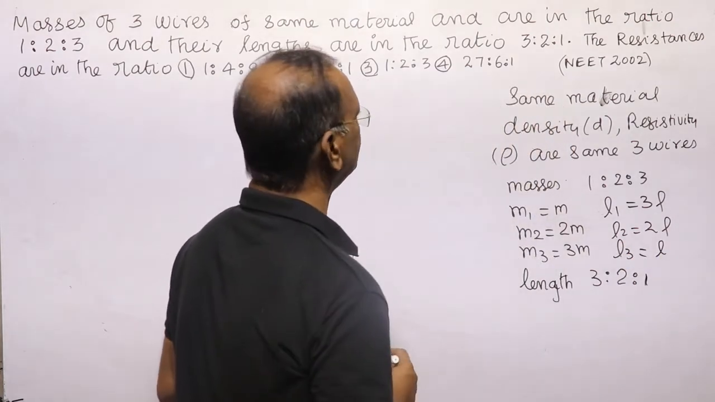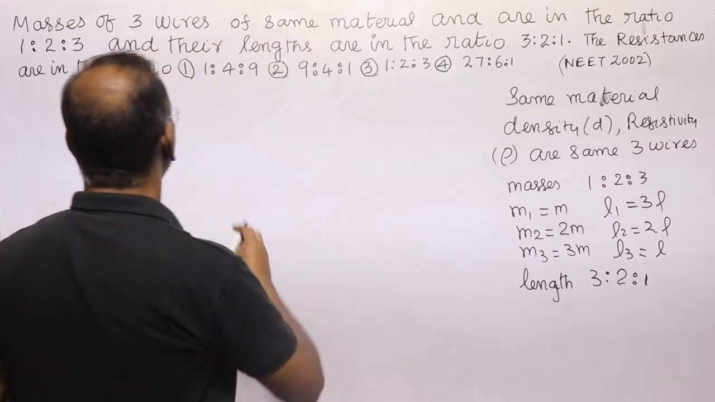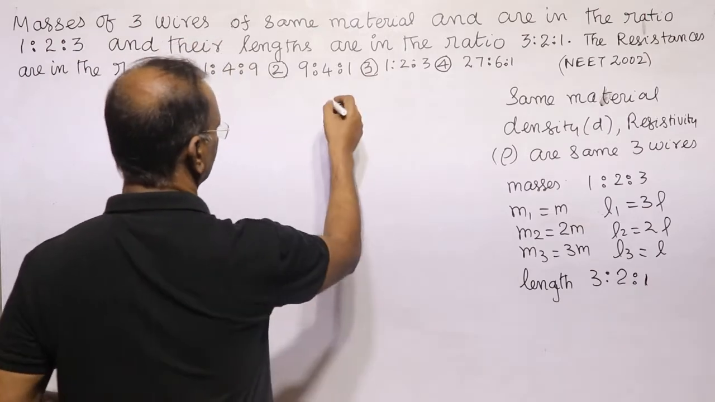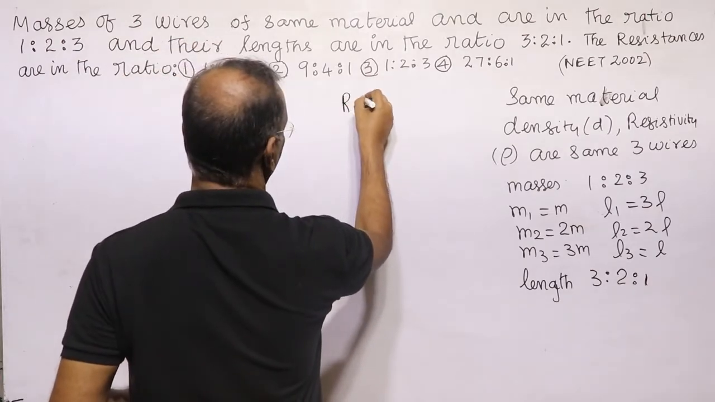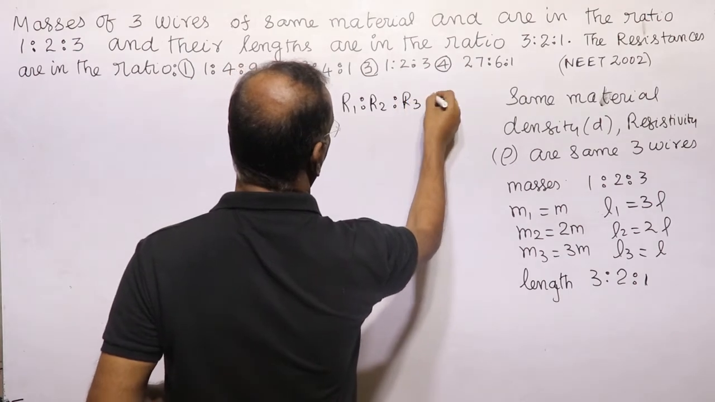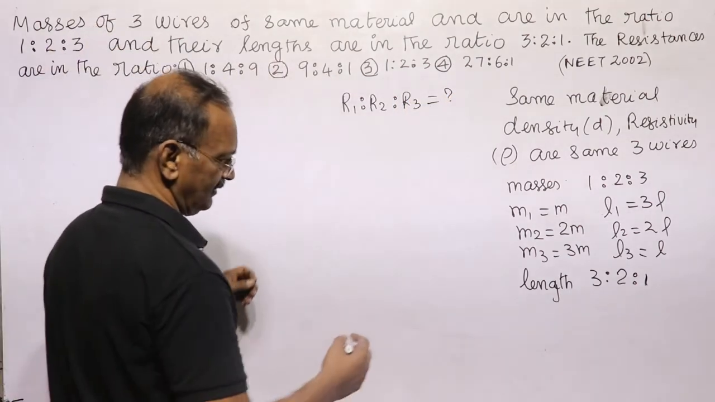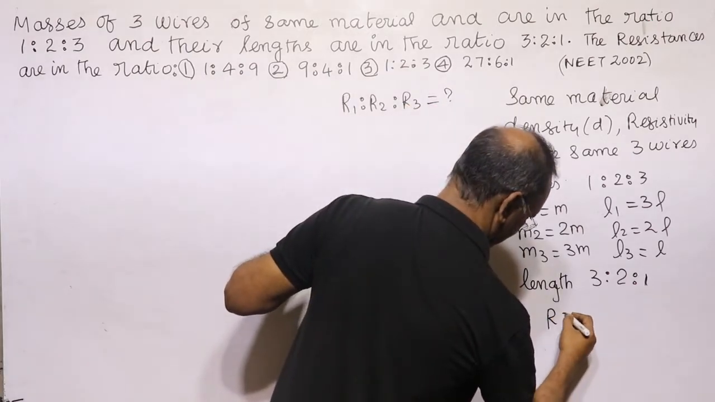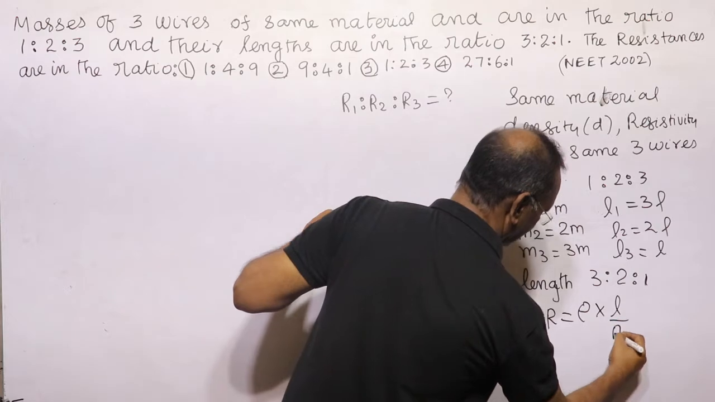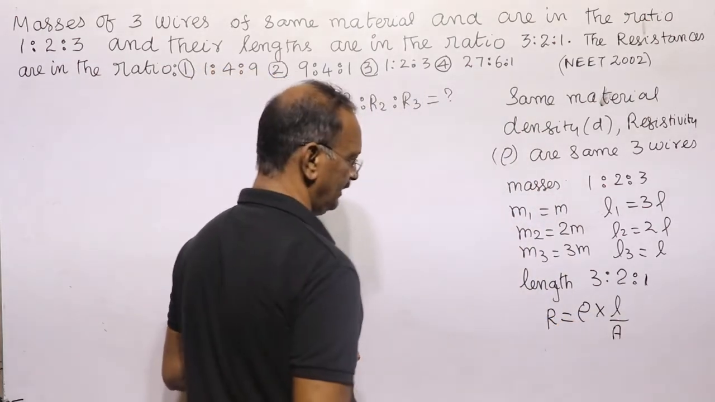So this is given. The resistances are in the ratio, so we have to find out the answer. We have to find out R1 is to R2 is to R3 is equal to what? First of all, we say resistance is equal to resistivity into length by area.